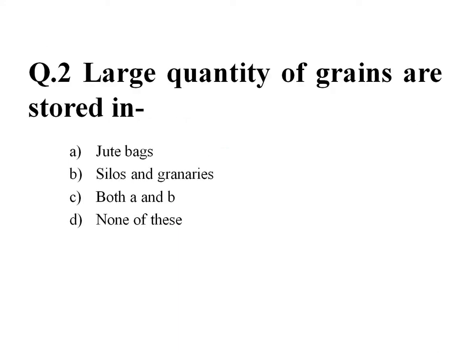Question 2. Large quantity of grains are stored in option A, jute bags. Option B, silos and granaries. Option C, both A and B. Option D, none of these. And your correct answer is option B, silos and granary.